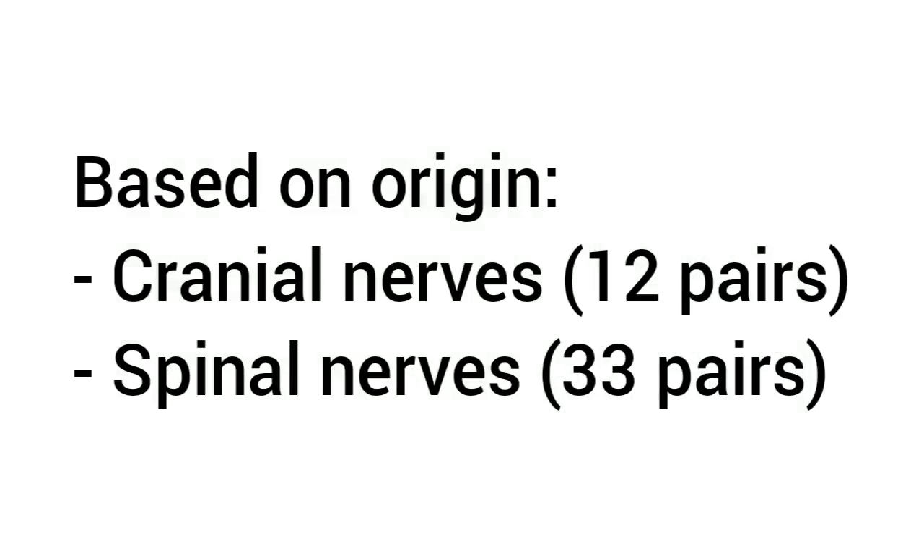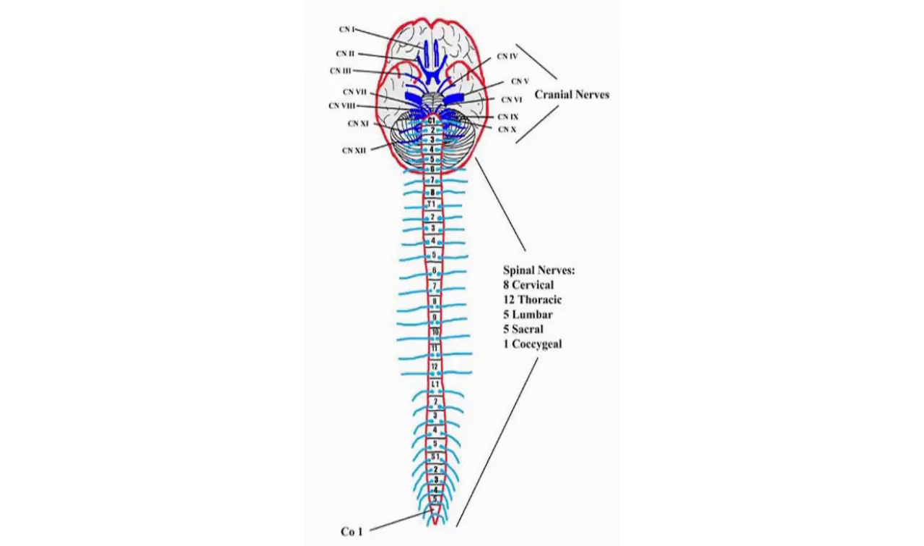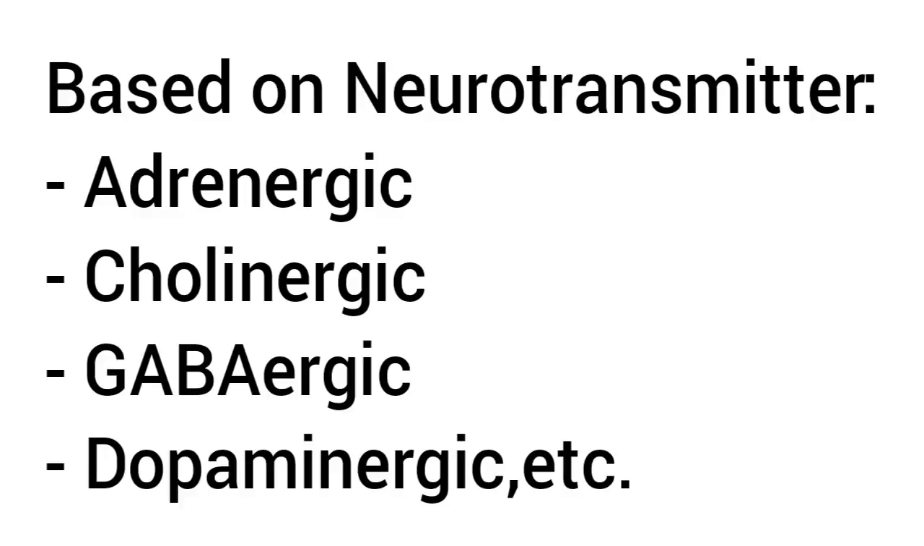Depending upon origin, they are cranial and spinal nerves. Cranial nerves origin is from the brain. They are 12 pairs, and spinal nerves are from the spinal cord. They are 33 pairs. Based upon neurotransmitter secretion, they are adrenergic, cholinergic, GABAergic, dopaminergic neurons, and etc.